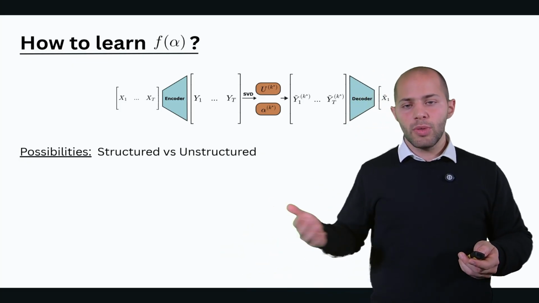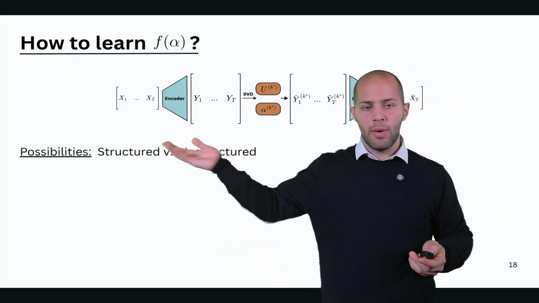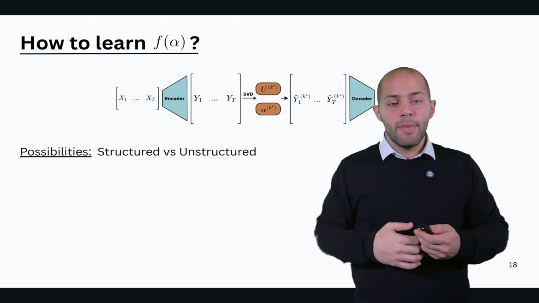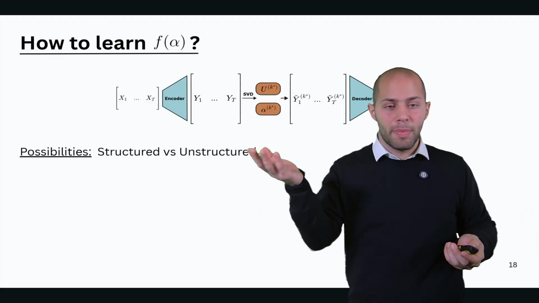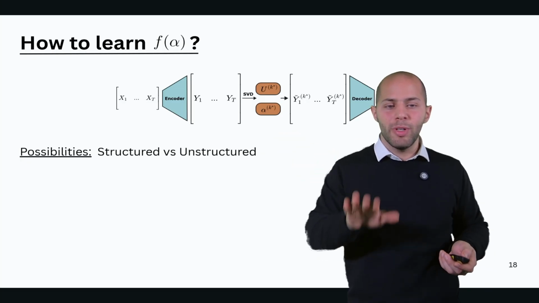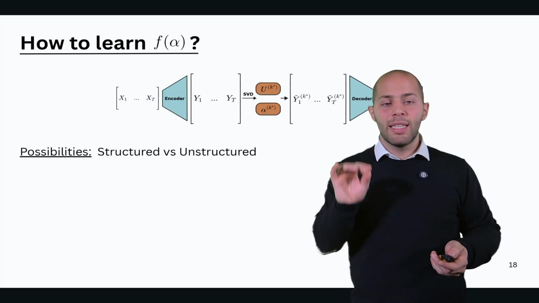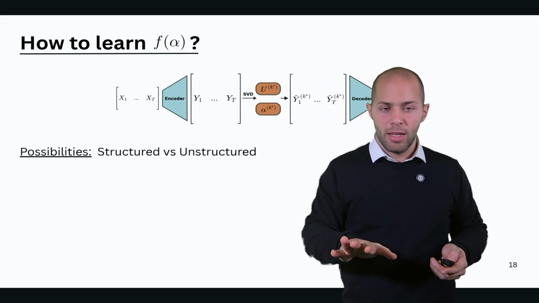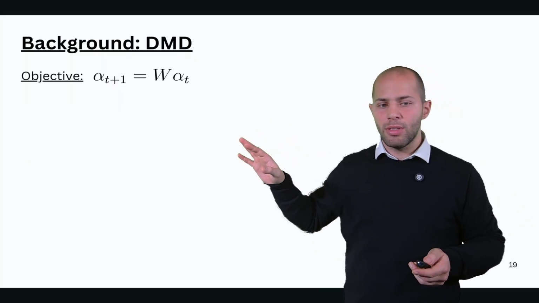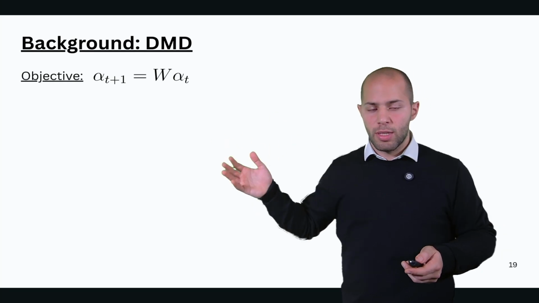For us, since we use neural networks to be our encoder and our decoder, we assume that these are strong enough to be able to learn any structured representation of alpha that we're going to enforce. And so we're going to go with the most simple structured representation, which is the dynamic mode decomposition, the DMD. If you don't know what it is, don't worry, because I'm going to go over a very small background so I can introduce the notation of the DMD.